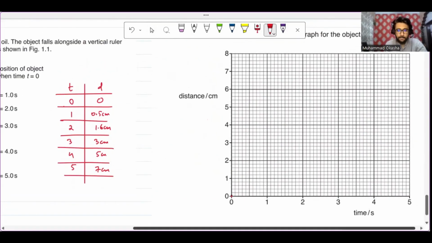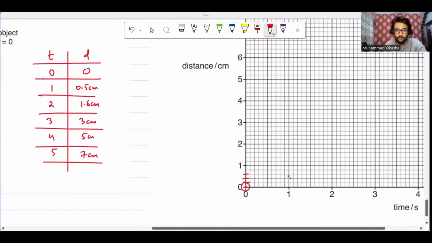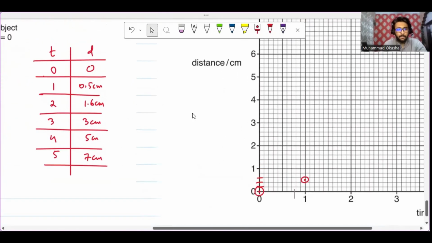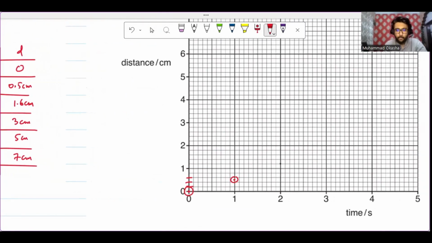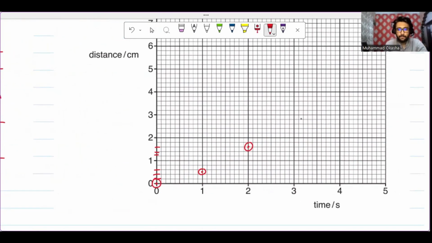At time 0, the distance is 0, right? At time 1, the distance is 0.5, my bad. So is this 0? 0.2, 0.4, 0.5 should be somewhere in between. So this should be 0.5. Then you have 1.6, so 1.2, 1.4, 1.6. At 2, it should be over here, 1.6. At 3, the distance is 3, so this should be over here.